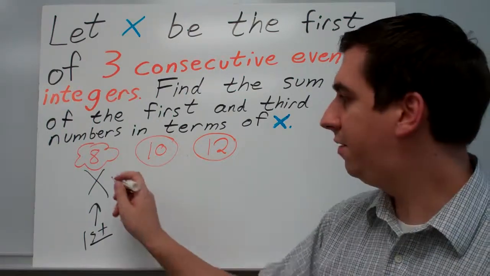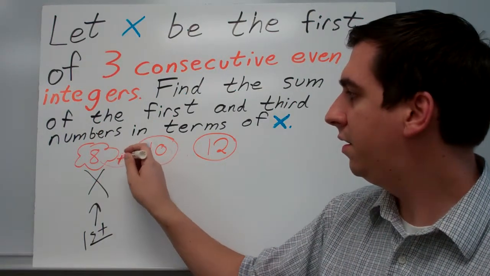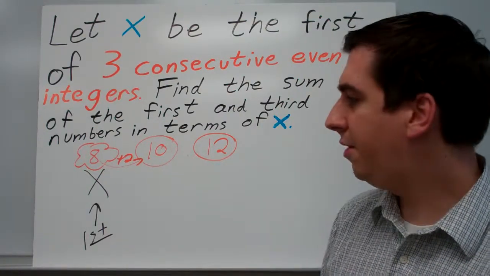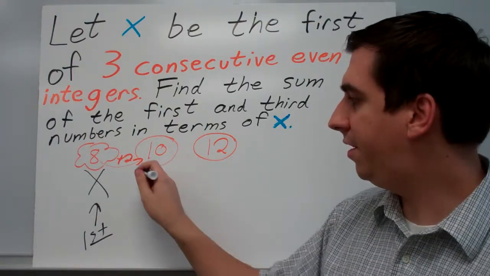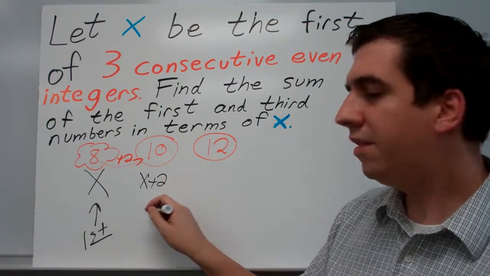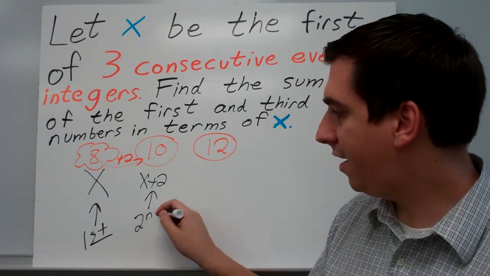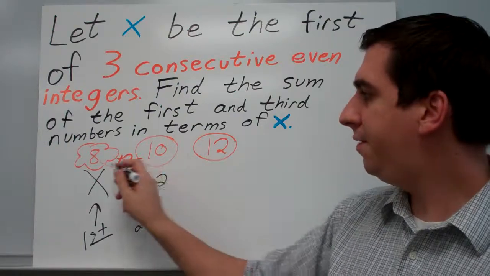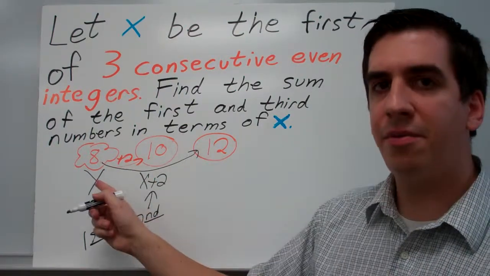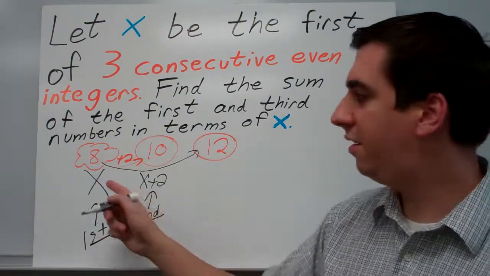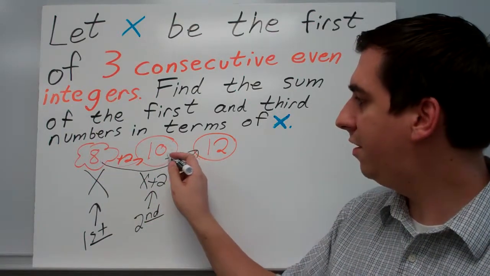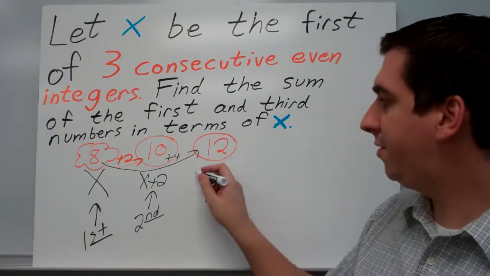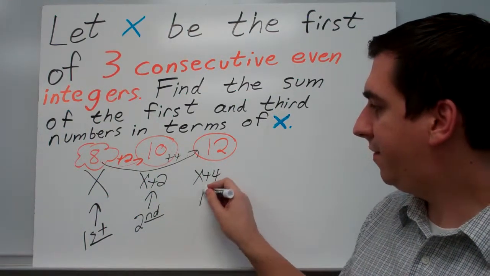Let's look at the difference though. 8 to 10 is plus 2. So that means our original, our x, we're going to add 2 to it. So that'll be our second of 3 consecutive even integers. Then 8 to 12, we're going to start with our first and always go to our last there. Always start with the first and then go to the next one. Plus 4, well, our original is x, so we'll add 4 to it. X plus 4.